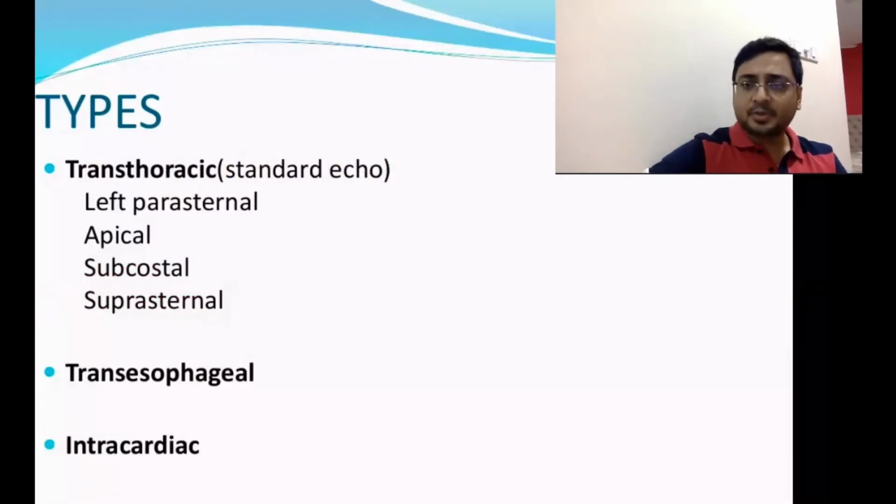There are several types of echocardiogram. Normally, the standard one is called the transthoracic echo, which we can do over the chest. There are several windows for doing transthoracic echo; I'll come to it later. There are several other types of echocardiogram, including transesophageal echo, which we do from the esophagus, and intracardiac imaging.